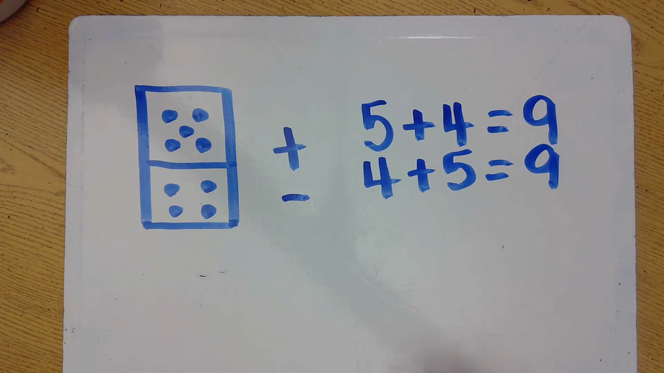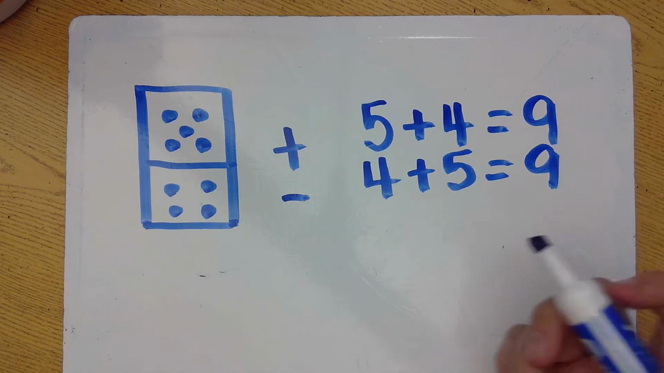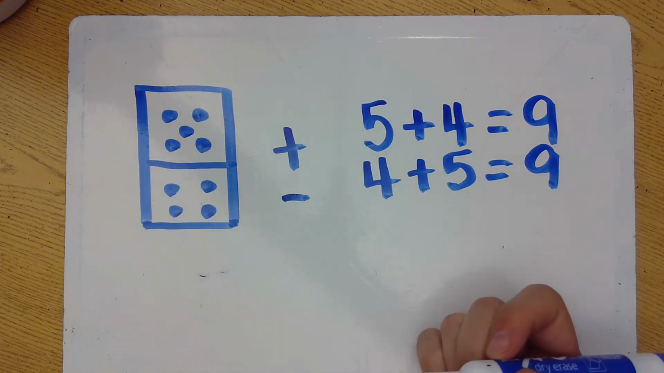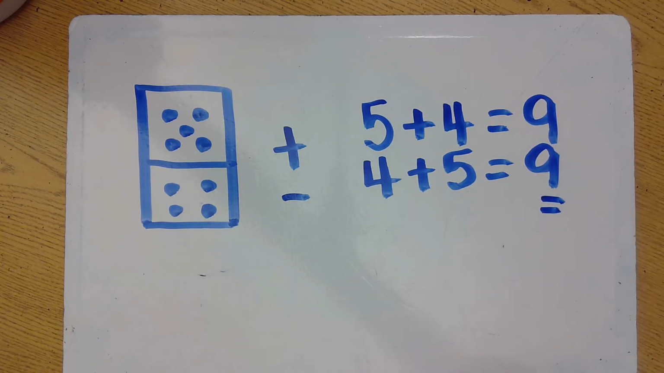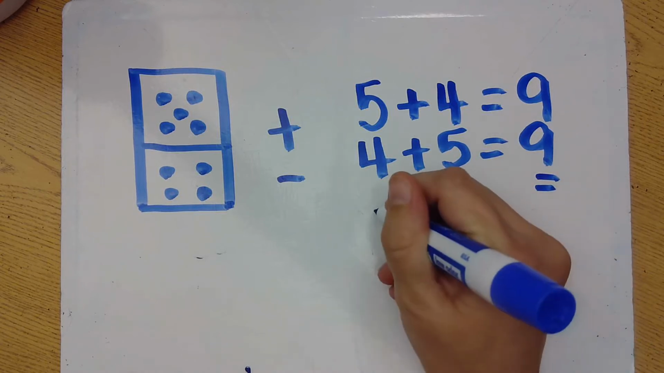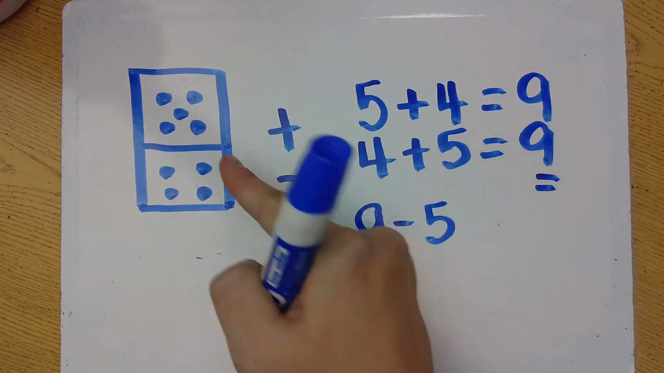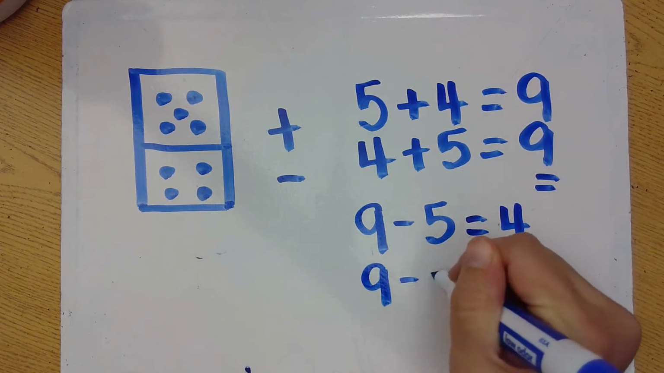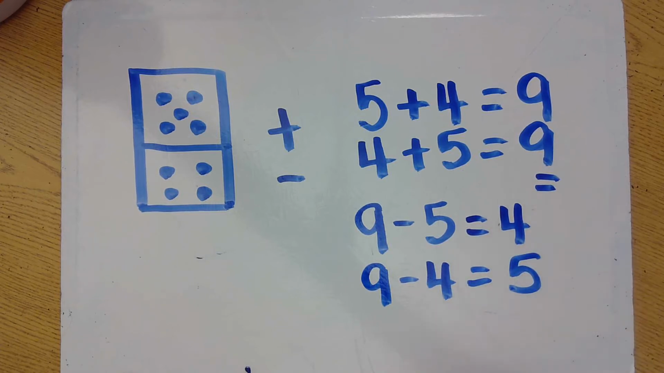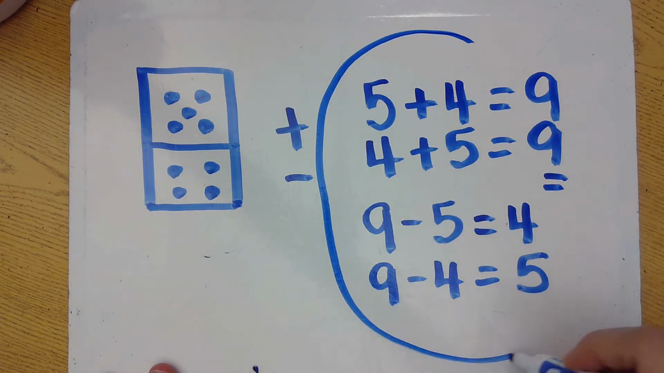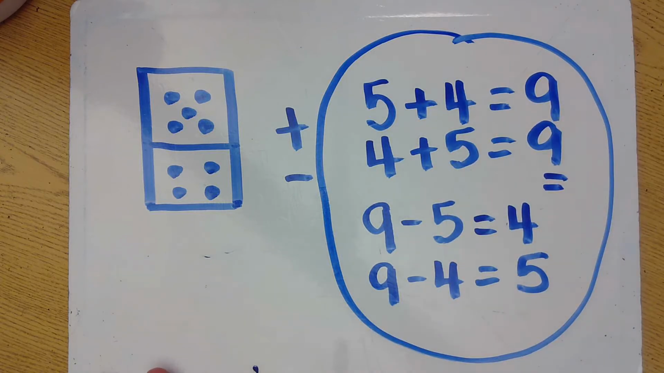In our last video, we talked about how you could take the number of dots total and turn that into a subtracting problem. So total, we have 9 dots in all. So I'm going to start my subtraction problem using that 9. 9 minus, let's just pick one of the sides. 9 minus 5 equals 4, and 9 minus 4 equals 5. I only switch these 2 numbers when I subtract.